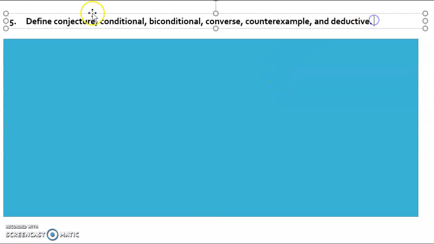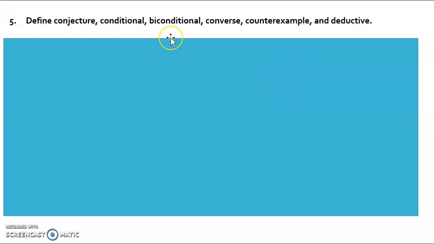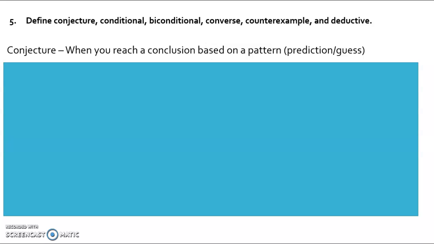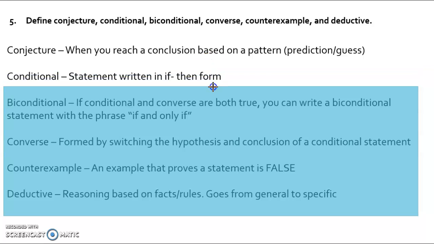We must now define the terms conjecture, conditional, biconditional, converse, counterexample, and deductive. A conjecture is when you reach a conclusion based on a pattern, like a prediction or a guess. We learned this word when we talked about inductive reasoning. We make conjectures based off of a pattern that we see.